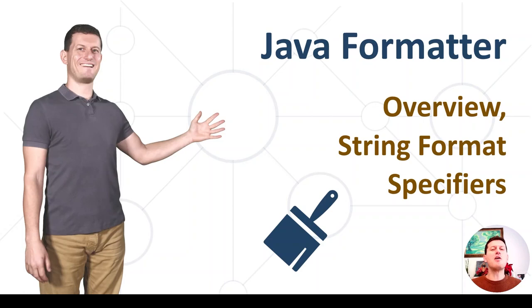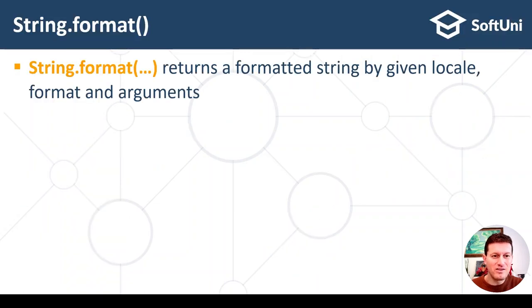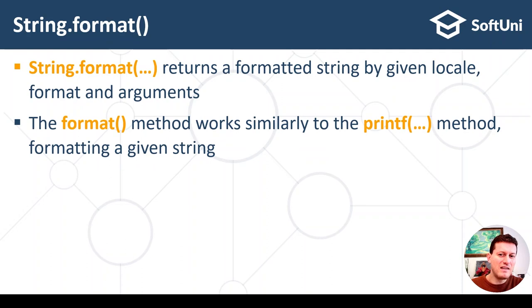Let's explain how the Java formatter works. I'll make some overview. We'll explain the format strings, specifiers, and some details which we have already mentioned when we were talking about System.out.printf. So, String.format is a method which returns a formatted string by given locale, format, and arguments. And it works similarly to the printf method when we format a given string.